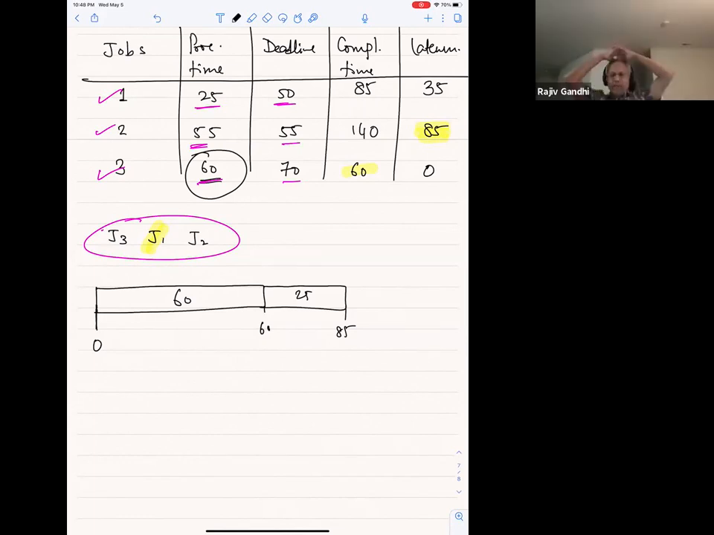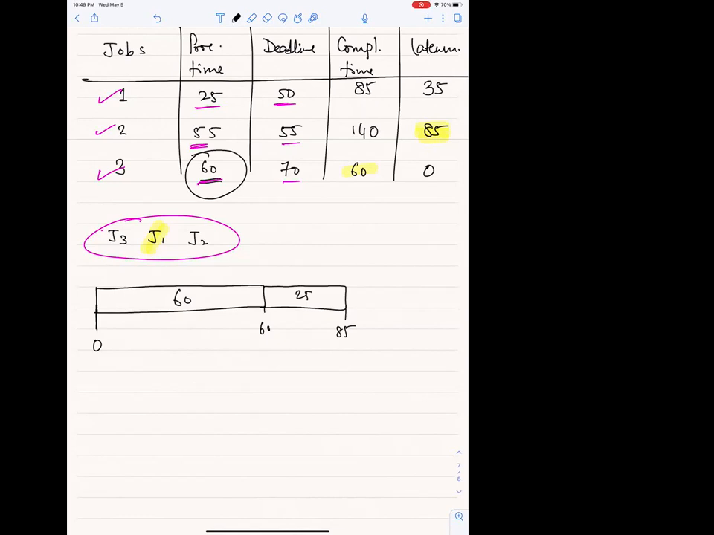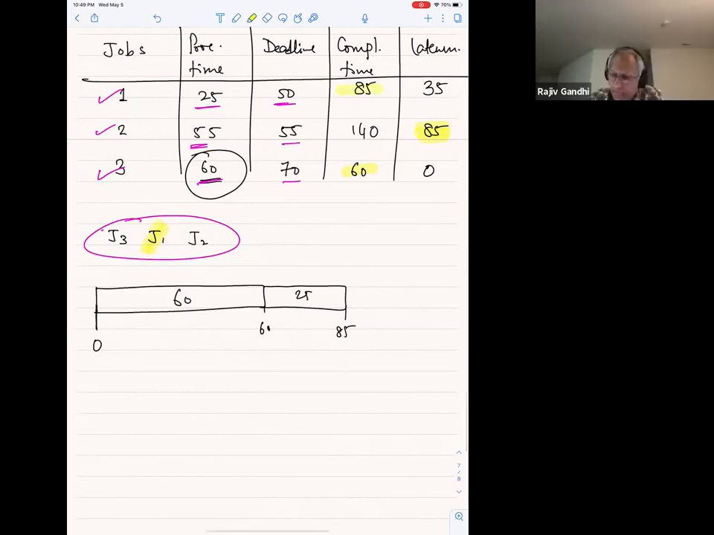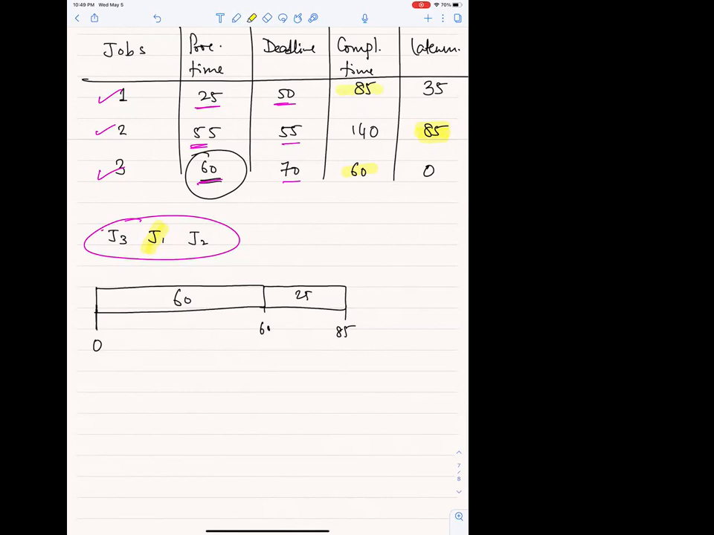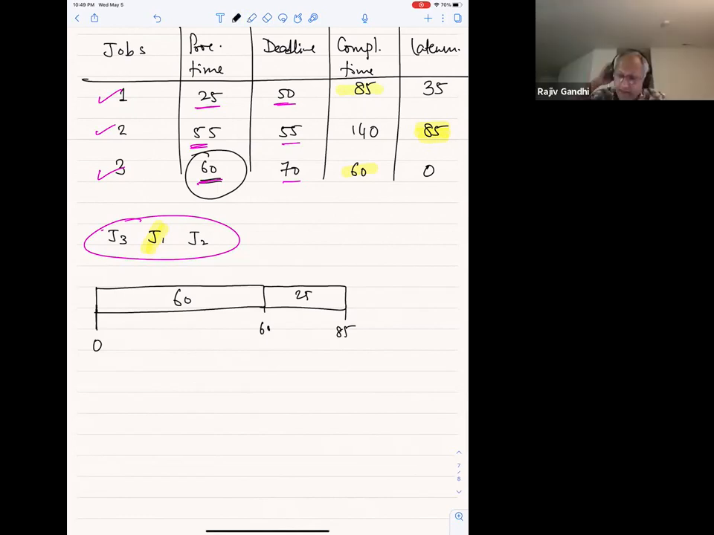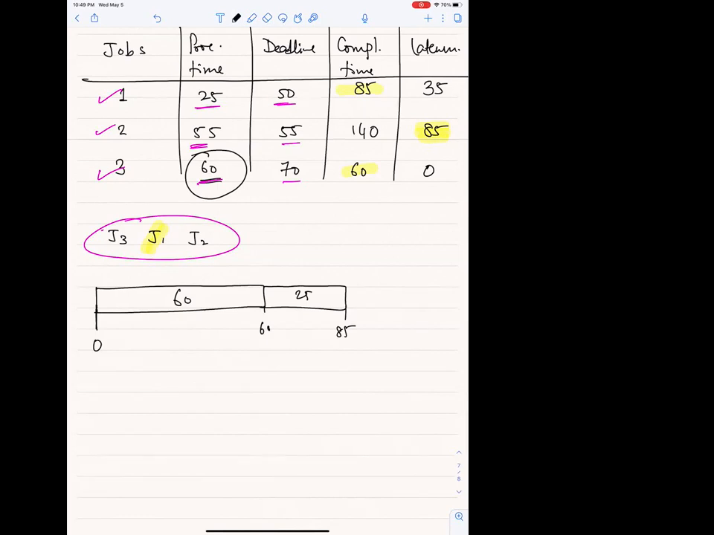Okay, so tell me what will be the completion time of job 1? Oh, the completion time of job 1 will be 60 plus 25, 85. Okay, good. Now what will be the completion time of job 2 if it is scheduled after job 1? The time it takes to finish the job is 60 for job 3, then 25 for job 1, and then 55 to eventually complete job 2. 140.